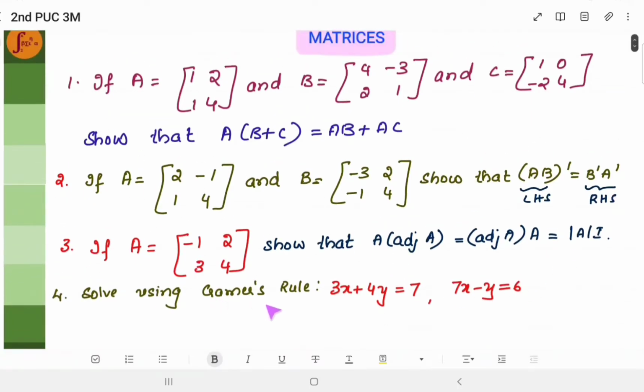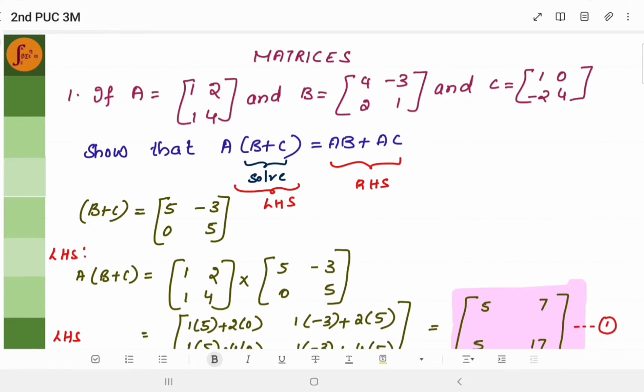So these kind of things. And then very important concept, Kramer's rule. Here is a step-by-step solution to each of the problems.